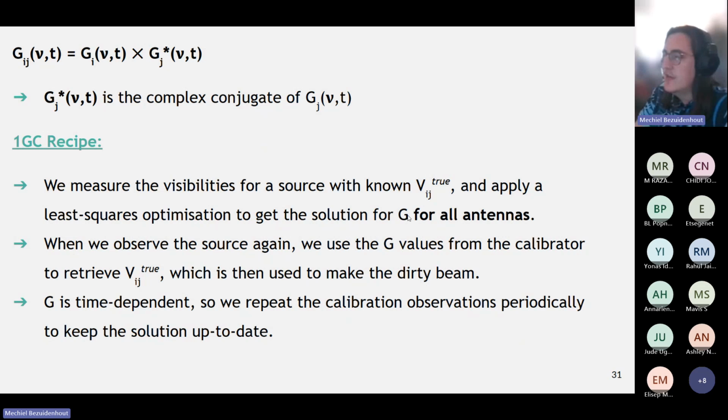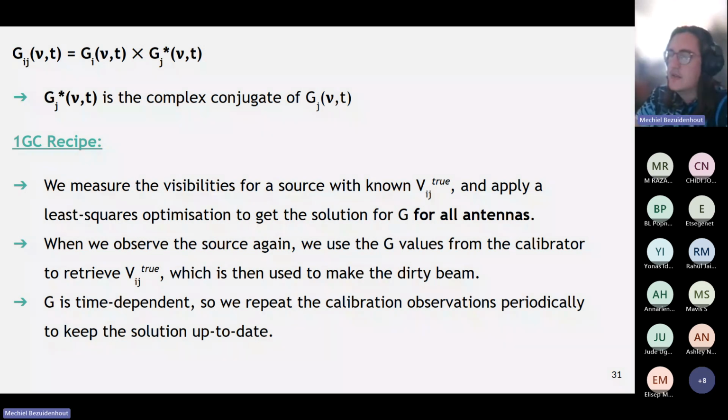So we get the solution for G for all antennas, and then we observe our source. We then use those G values from the calibrator to retrieve the true visibilities, which we then use to make the dirty beam. We have to remember that G is time dependent, and it can change quickly. So we have to repeat the calibration observations periodically to keep the solution up to date. And the better the G solution, the better the images that we're going to get out.